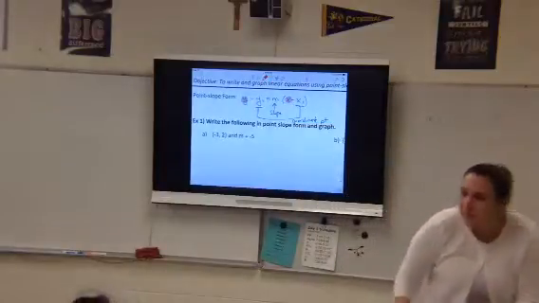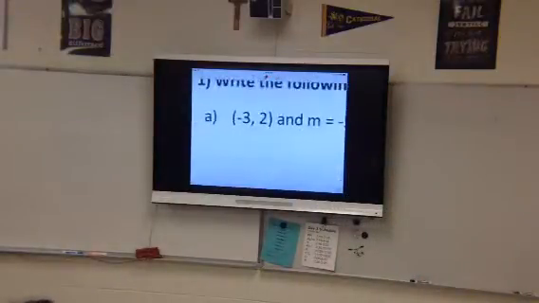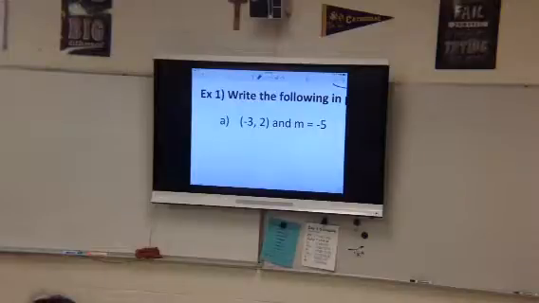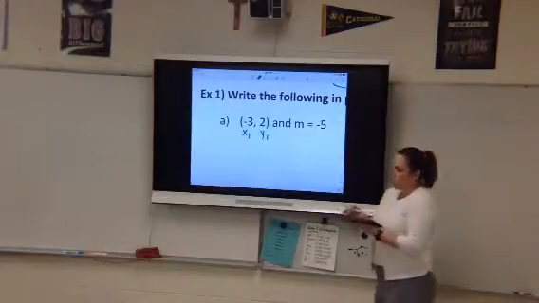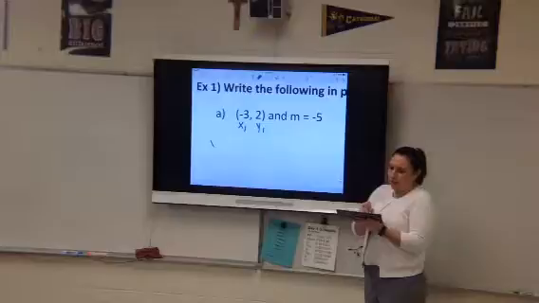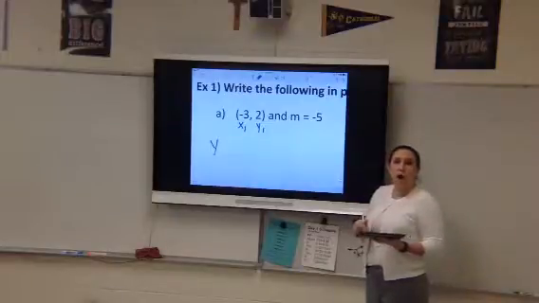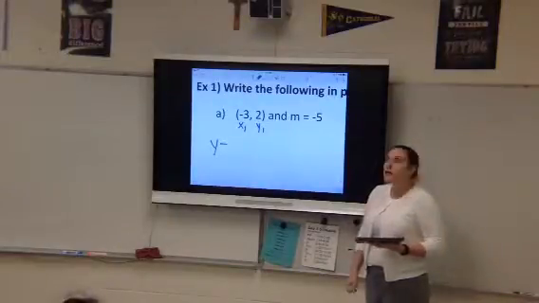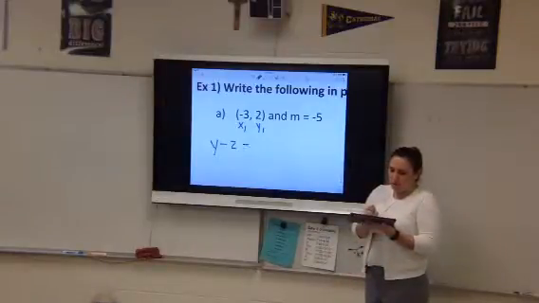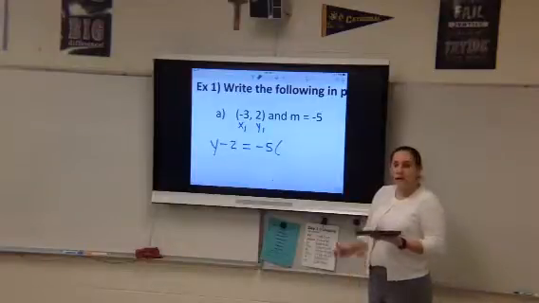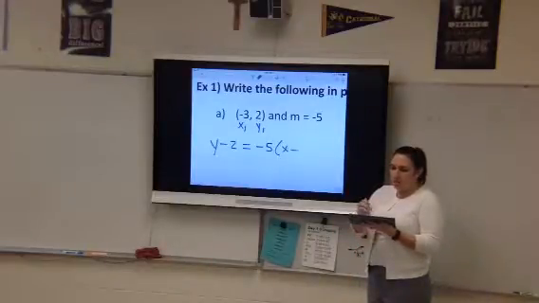So when we're looking at the -3 and 2, this would be your x1 and your y1, and then we know that m equals -5. Okay? So when we plug this in, again, you're not plugging anything in for that first x and y. So it's y minus, and then what's your y value here? 2 equals -5, because that's your slope, right? X minus, and what's your x value?